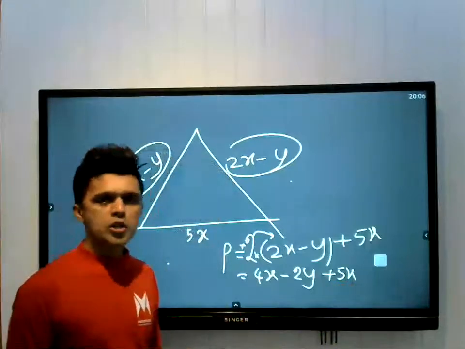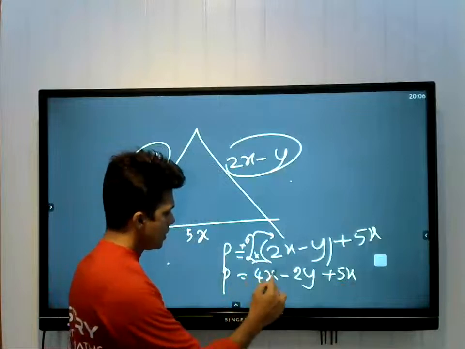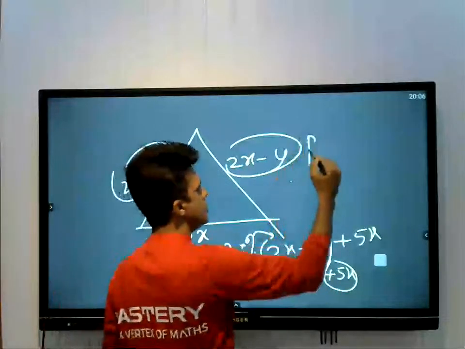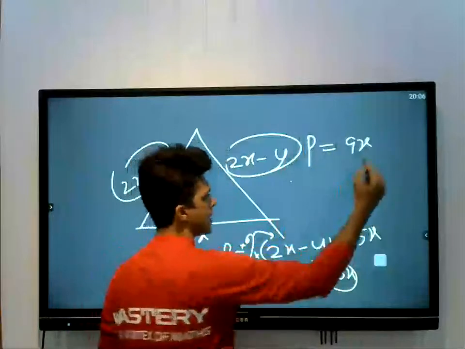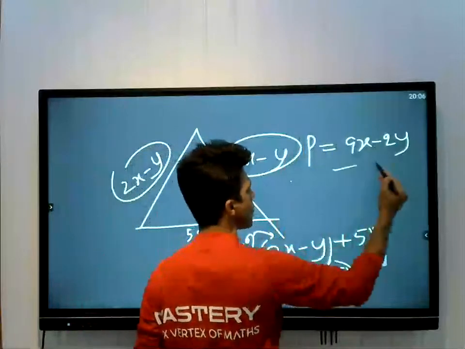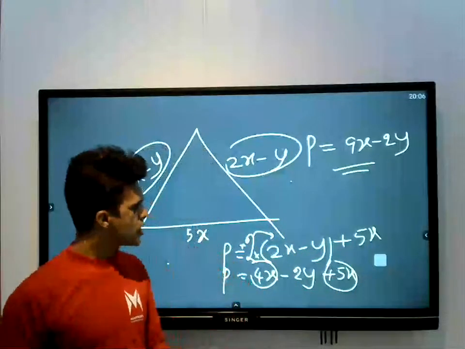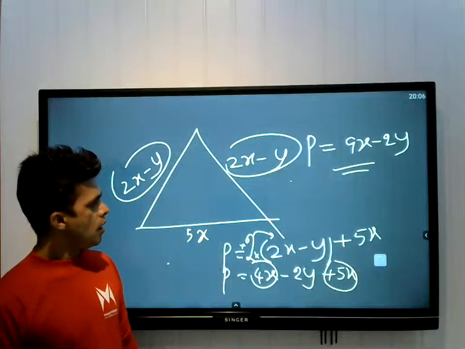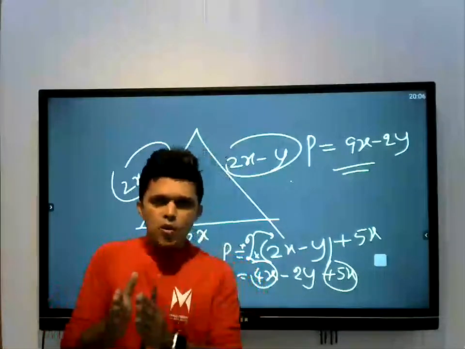After that, like terms can be added. 4x plus 5x is 9x, so 9x minus 2y. This is the perimeter of this triangle in terms of x and y.